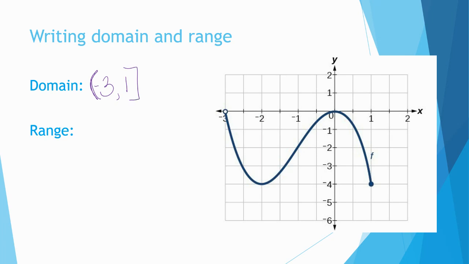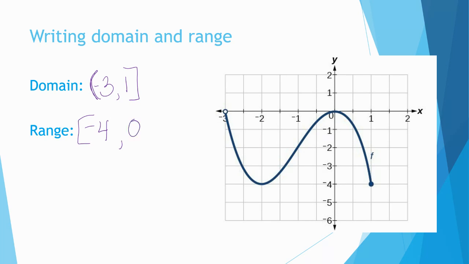Domain is generally pretty easy. It's easy to see left to right. Range can be a little more difficult because this time we're going bottom to top. So how low does this graph go? It goes all the way down here to -4. -4 is the bottommost point and the graph exists there. The highest point is 0.